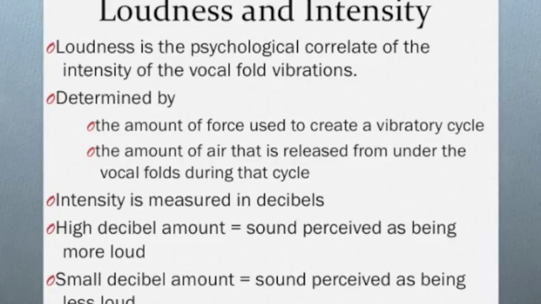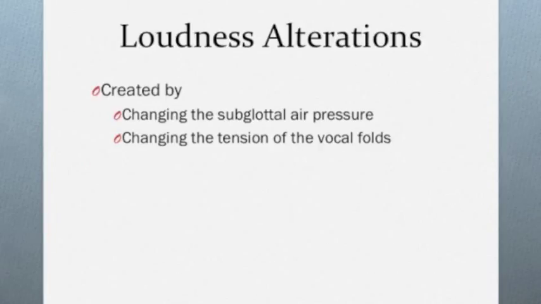Loudness is the psychological correlate of the intensity of the vocal fold vibrations. Intensity and loudness are determined by the amount of force used to create a vibratory cycle and the amount of air that is released from under the vocal folds during that cycle. Intensity is measured in decibels. The higher the decibel amount, the louder the voice is perceived as being. The intensity and loudness of a person's voice can be altered by changing subglottic air pressure and the tension of the vocal folds. By increasing the subglottic air pressure and the tension of the vocal folds, the intensity and loudness would be increased. Intensity and loudness can be decreased by decreasing the subglottic air pressure and the tension of the vocal folds.